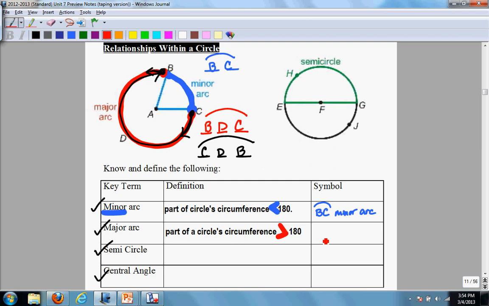So you have to use 3 letters for a major arc. In the one up here, BDC is that red major arc. Starting at C, DB also names the same major arc. Notice D's in the middle both times. And we end with the endpoints B and C. So it's the same arc, it's just we went different directions.